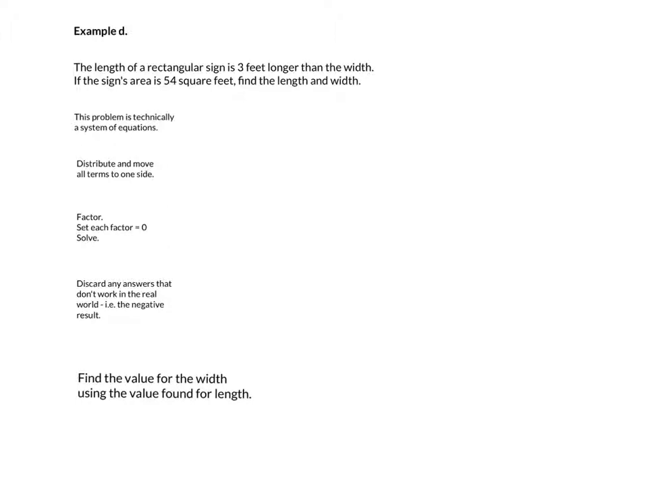Okay, we're going to look at another one involving a rectangle. The length of a rectangular sign is 3 feet longer than the width. If the sign's area is 54 square feet, find the length and width. Again, this is technically a system of equations problem. So the first thing, I'm going to have L is equal to W plus 3, 3 feet longer than the width. The area of a rectangle is equal to length times width, and it's 54.